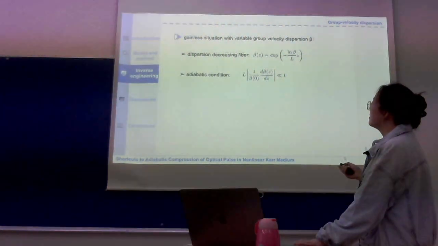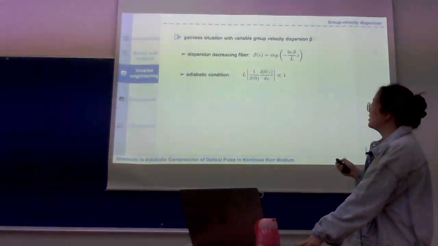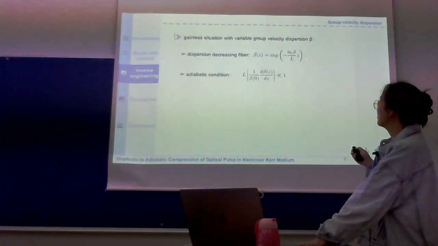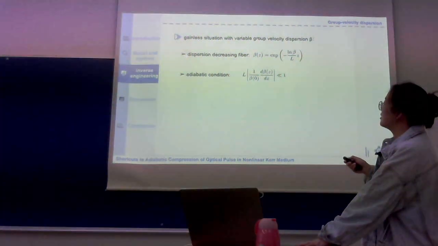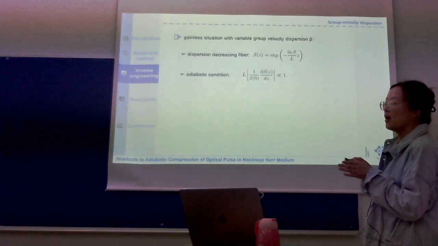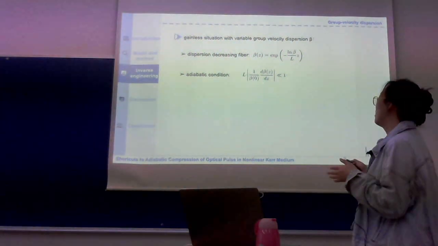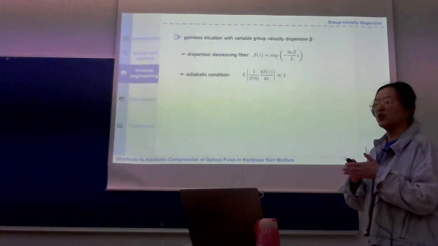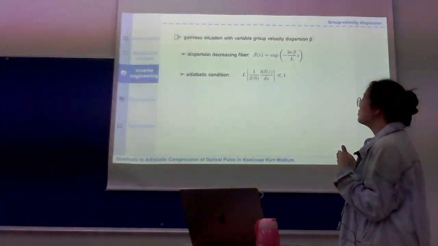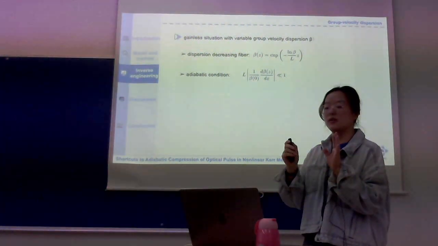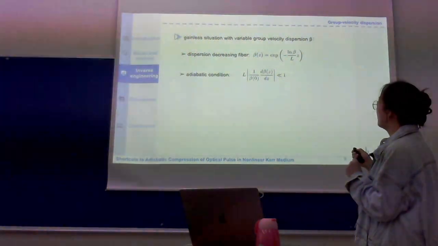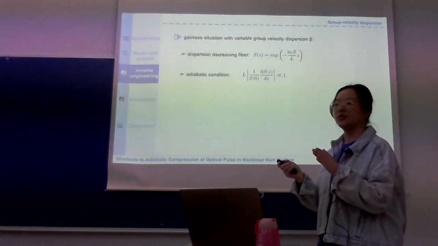And after we redesign the gamma for the soliton compression, now we focus on the gainless situation with variable group velocity dispersion. We want to redesign the beta. For dispersion decreasing fiber, there are different kinds of beta, like hyperbolic, linear, Gaussian, or exponential. We compared these 4 different dispersions, and we found that for the adiabatic evolution, the exponential one makes the evolution smoother. So we choose this exponential one. It will decrease from 1 to 0.3.